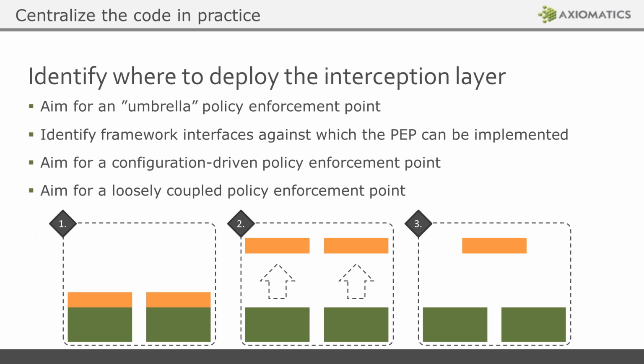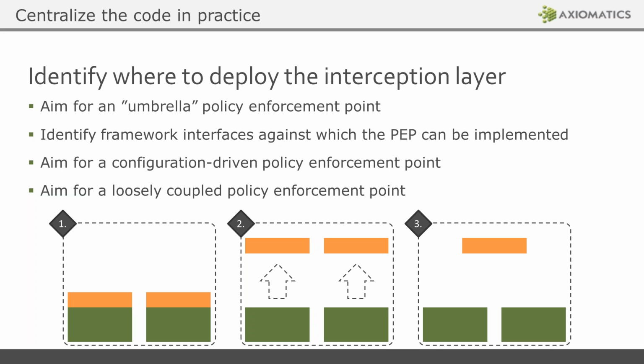Okay, current state is state number 1. You have the authorization logic within each application. I tell them, decouple that, get rid of it, move it up. So we move to that step number 2 here in the middle of the slide where they've managed to move out the authorization logic. And then I tell them, identify the right location where you're going to put that enforcement point, where you're going to put that interceptor and deploy it.